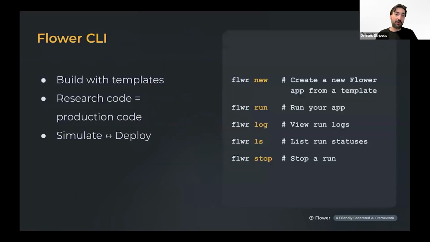Just to give a little bit of background on the CLI and why it is so important: by running Flower new, you are able to create a new Flower application. You create a template that can be run from simulation to deployment, as we saw a couple of slides back. Why is this important? It's important because from research code, you can run right away into production code. This can be done through the Flower run.